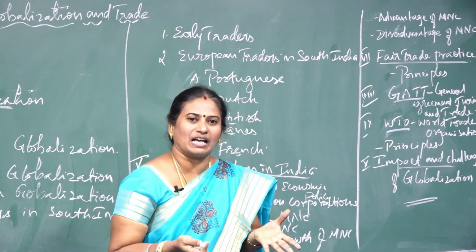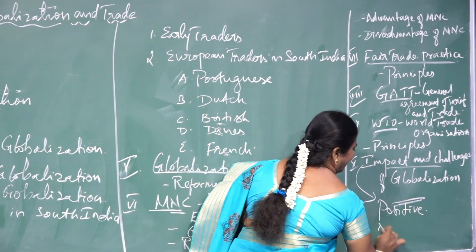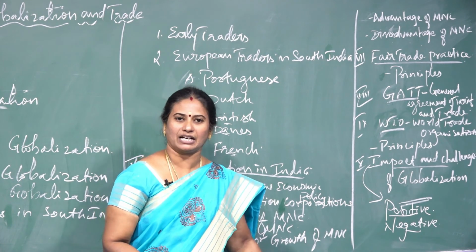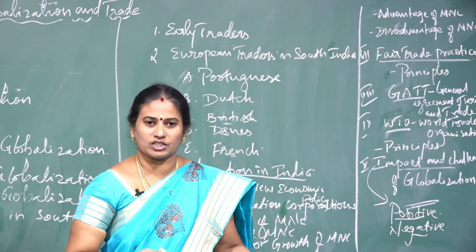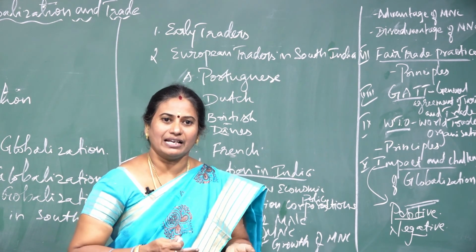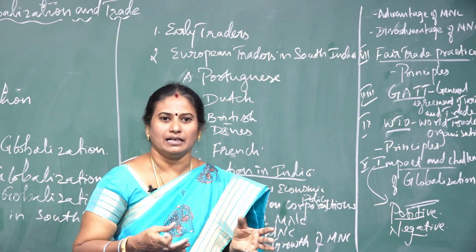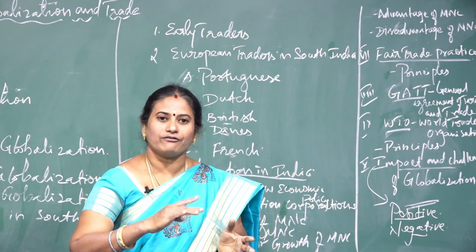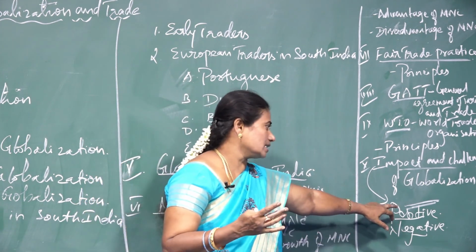Impact, in the sense, there are two types of impact: one is positive impact and the other is negative impact of globalization. Positive impact means globalization increased the standard of living of the people throughout the country. Globalization also increases the GDP of our country, and increases new technology and new research methods. It also increases the free flow of goods and foreign direct investment. These are the positive impacts.